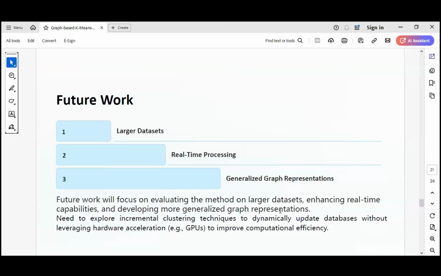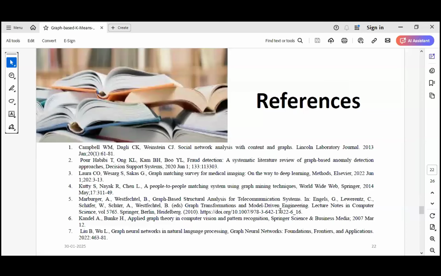Okay, so we are interested in real-time processing, and we are trying to find some generalized graph representation and selection policy for the generalization of these symbol recognition approaches. So these are my references.